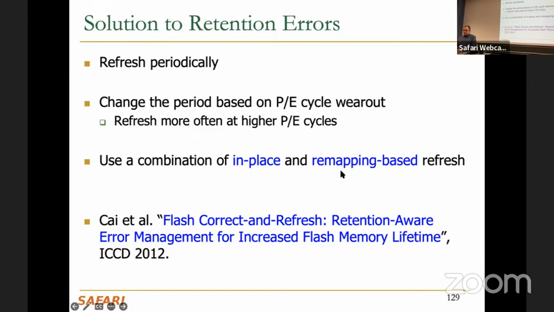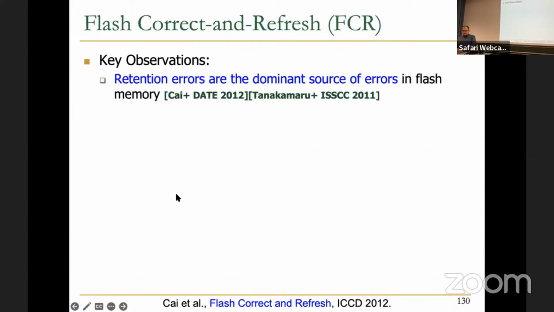Essentially, one way that you can refresh is just to remap. So you have a page, and you want to refresh that page. You just remap this page to another free page. It's very similar to rewriting it somewhere else. But there are also ways to do in-place refresh, which we're going to see. But in-place refresh comes at the price of reliability issues as well.